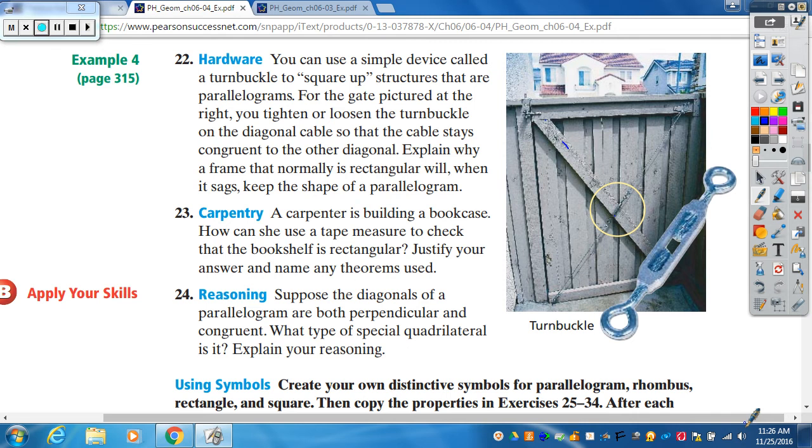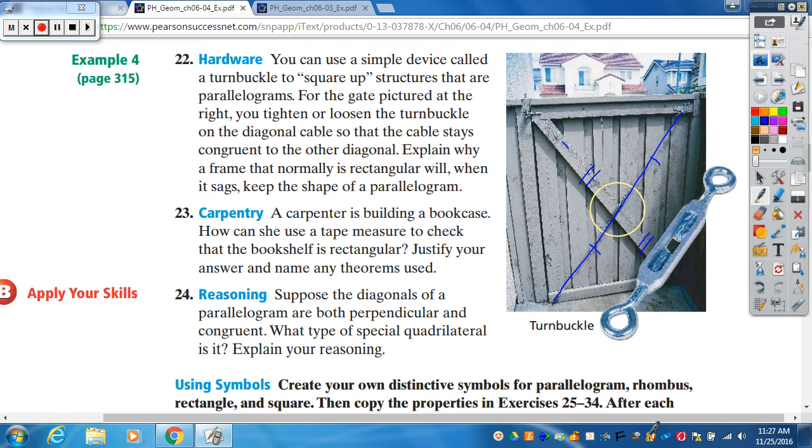So the question is, when it sags, why does it still keep the shape of the parallelogram? Here's what I would say. When this sags, it's still taut, meaning it's still tight, but it's not equal in length to the other side. And so I would say that this diagonal is still bisected by the other diagonal, and as a result, it still keeps the parallelogram shape, not the rectangle. It's just not nice and square like we'd like it to be. It's going to rub when it opens and closes with the other side of the gate.